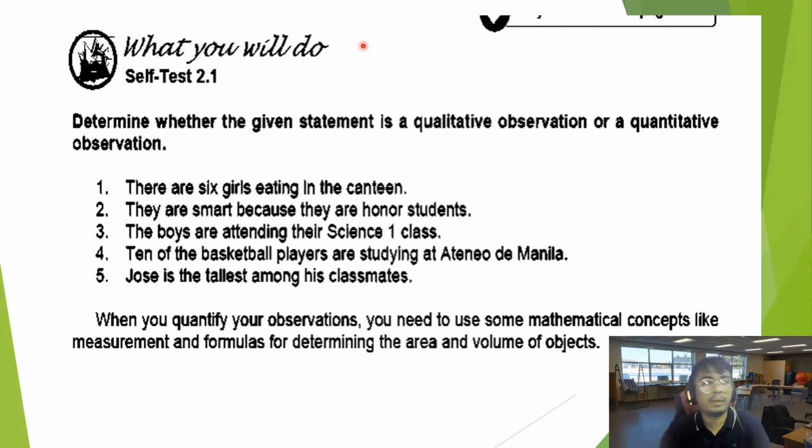Now, for another part of self-test 2.1, you just need to determine whether the statement is qualitative or quantitative. So again, you have your two options. Okay? So you can get clues from every statement. I guess you can do this. Take note and go back to the definitions for qualitative and quantitative observation. When you quantify your observation, you need to use mathematical concepts like measurements and formulas for determining specifics like area and volume of particular objects.